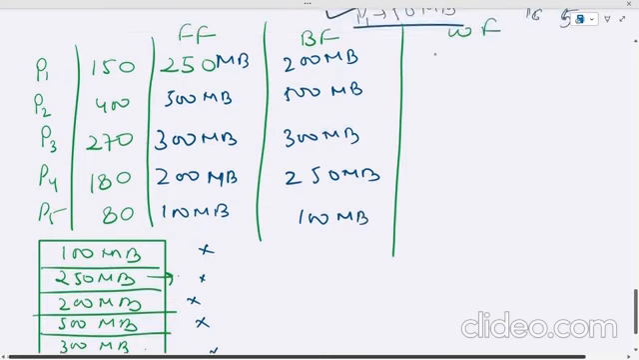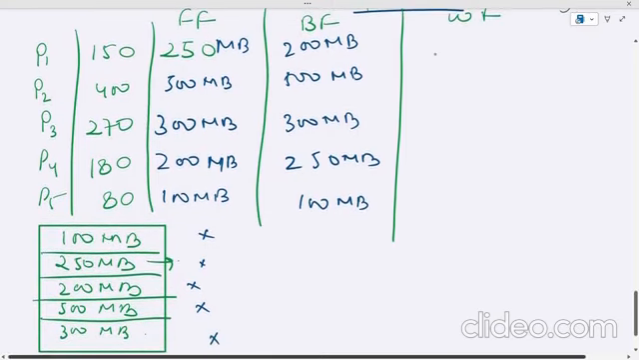Now we're going to do the worst fit. Worst fit says we need the highest internal fragmentation. Let's say P1 process is 150. Worst fit chooses the block which has a very high space. Among all these five blocks, 500 MB is the largest space. So P1 gets 500 MB in worst fit.